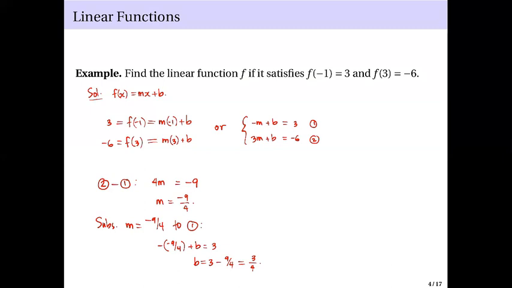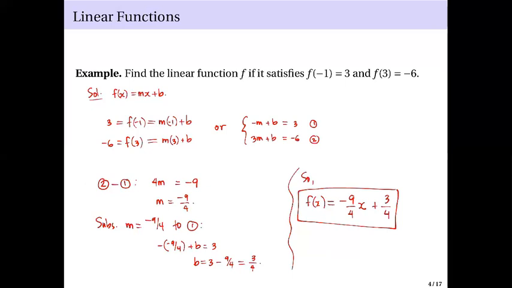Question so far? And therefore, we now have the function f of x. So let's just write it here. So f of x now is equal to mx plus b. M is negative 9 over 4. So you have negative 9/4 x, and then b is 3/4. So you have plus 3/4. So this is the desired function.